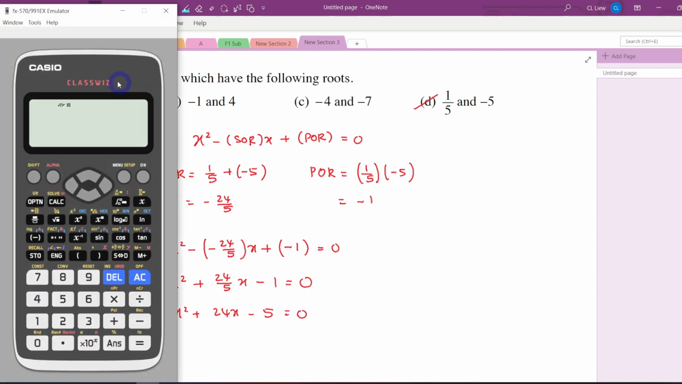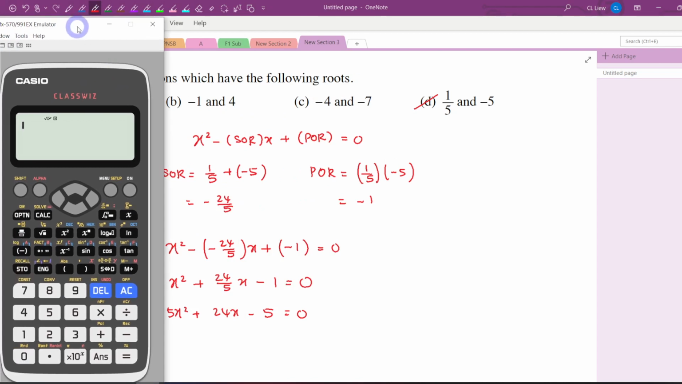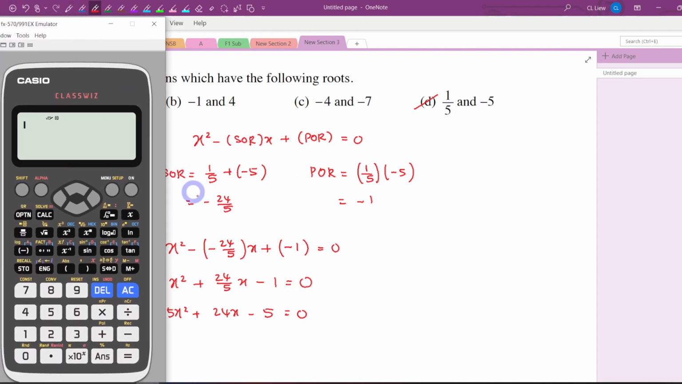Let me show you. Now I'm going to use my calculator to help me find the roots of this and this. You will notice that both give you the same answer, which is 1 over 5 and negative 5. Let me key in this one first. Polynomial degree is 2, 1, 24 over 5, 24 over 5, negative 1.